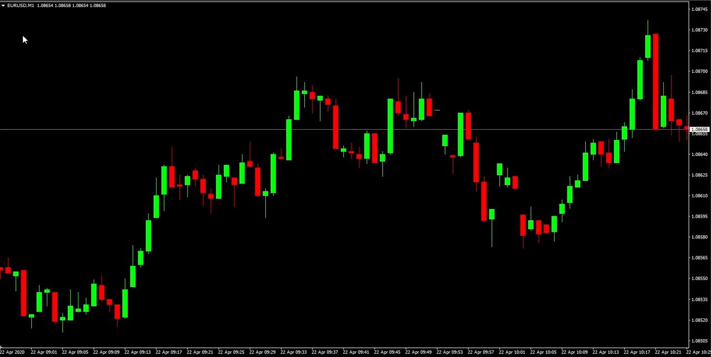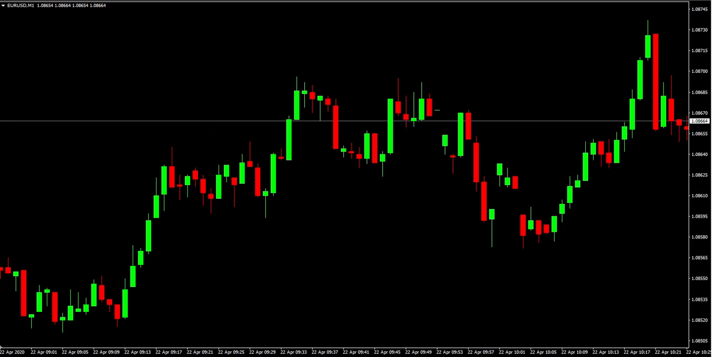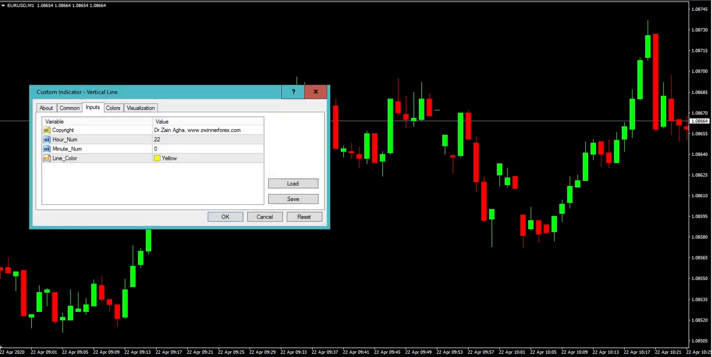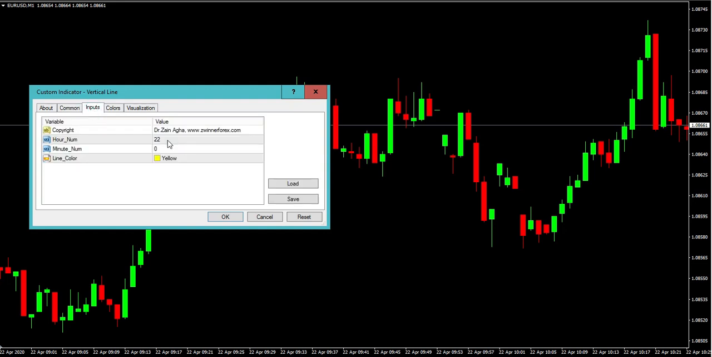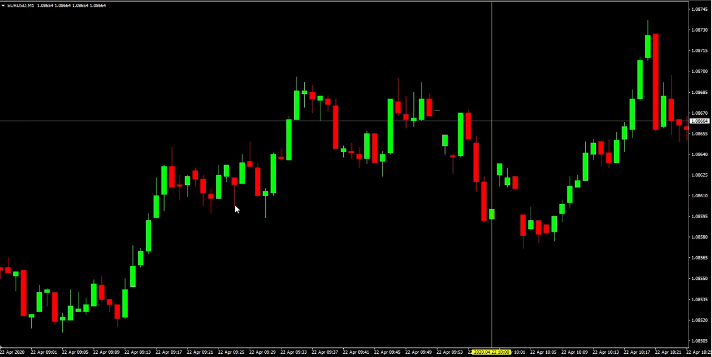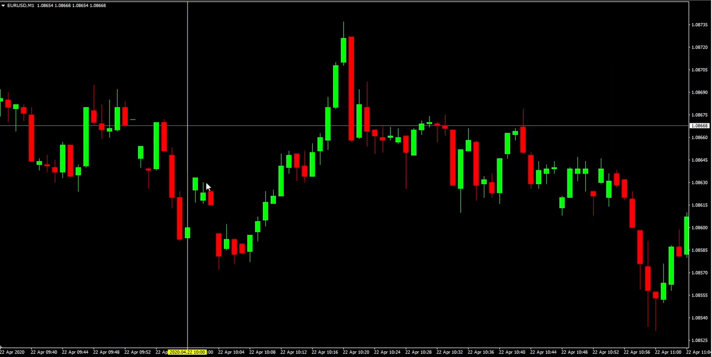Now this is the Euro USD 1 minute chart. Now let's put in the indicators. The first indicator we need is the vertical line. Because my broker is 2 hours ahead, I have to write the London Open as 10 o'clock instead of 8. The London market opens at 8 a.m. but since the broker is 2 hours ahead, I have to put in 10 o'clock and then I click OK. So this is the London Open.